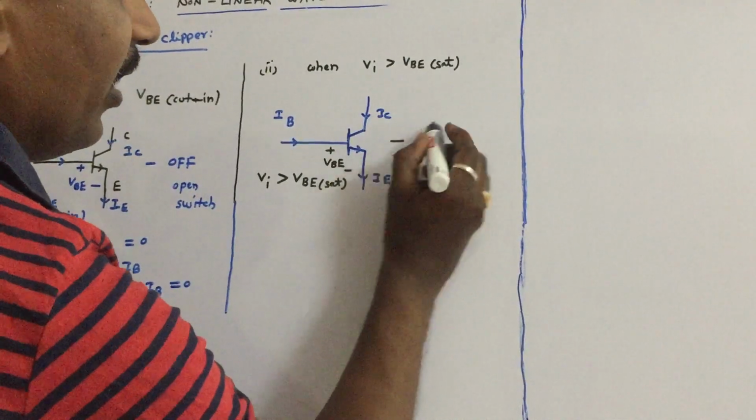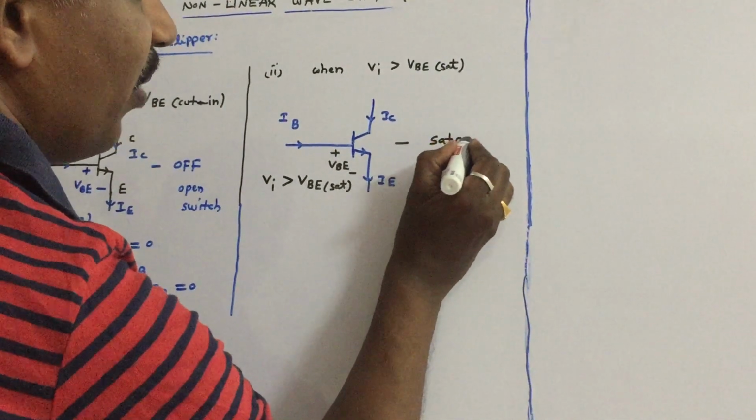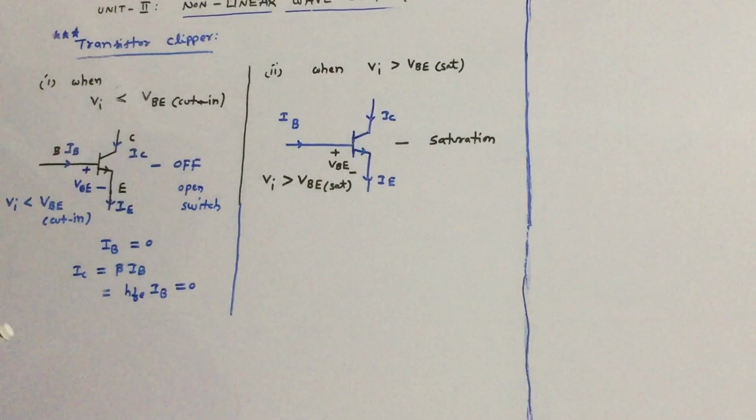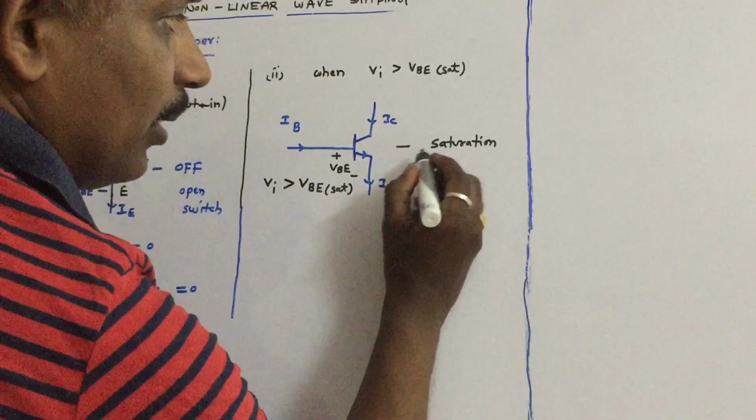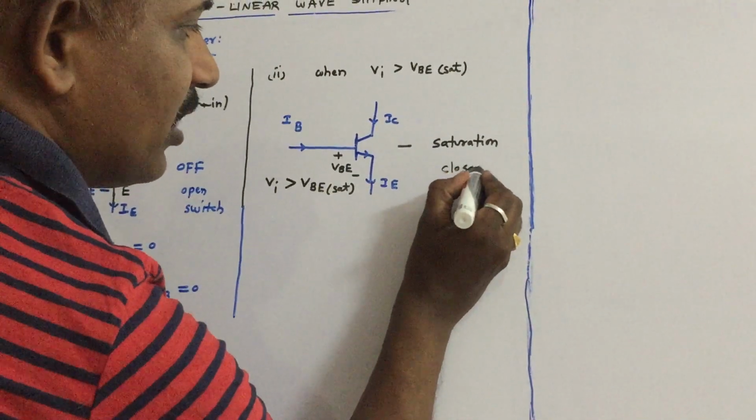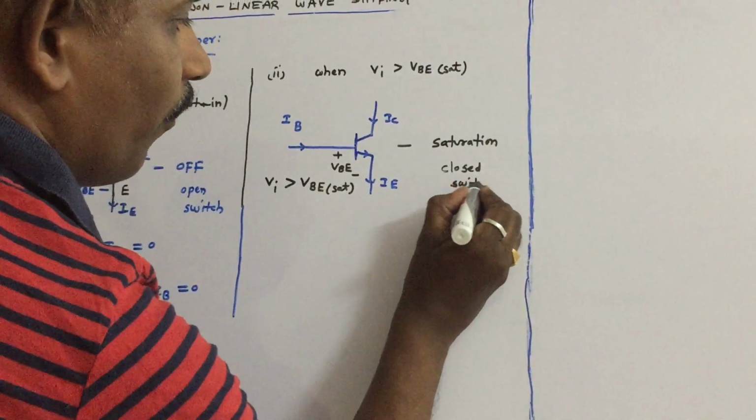So then what will happen? This transistor enters into saturation. Remember that this transistor enters into saturation. In saturation, the transistor acts as a closed switch. Remember that.